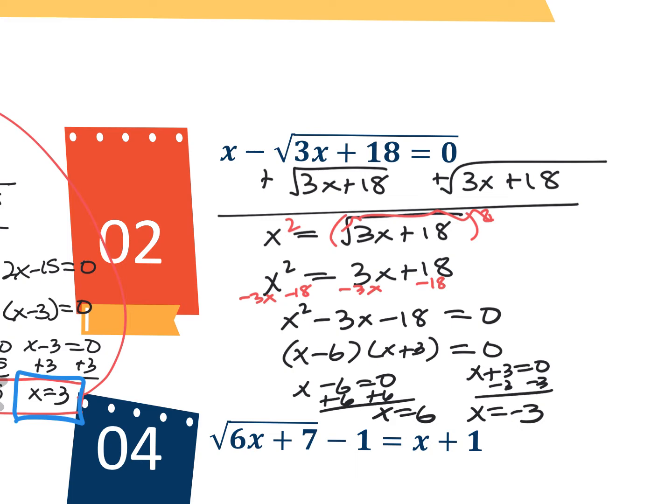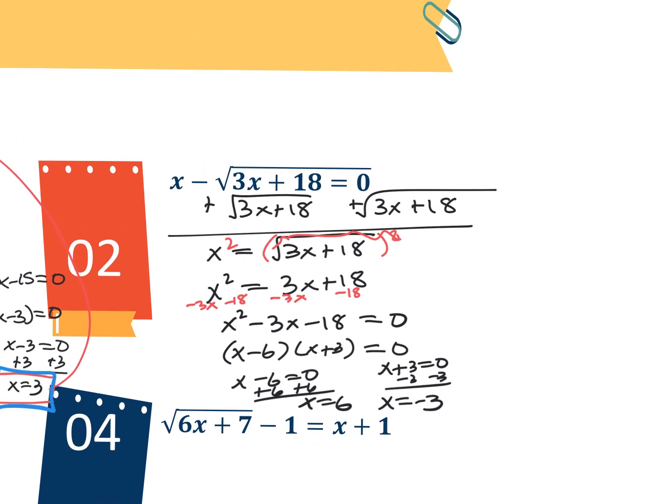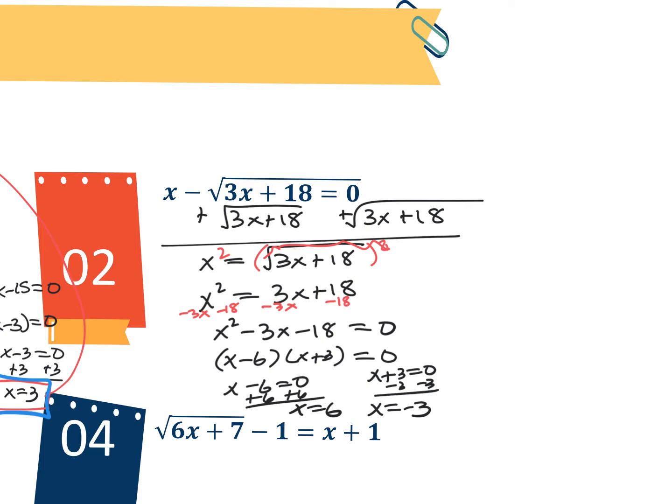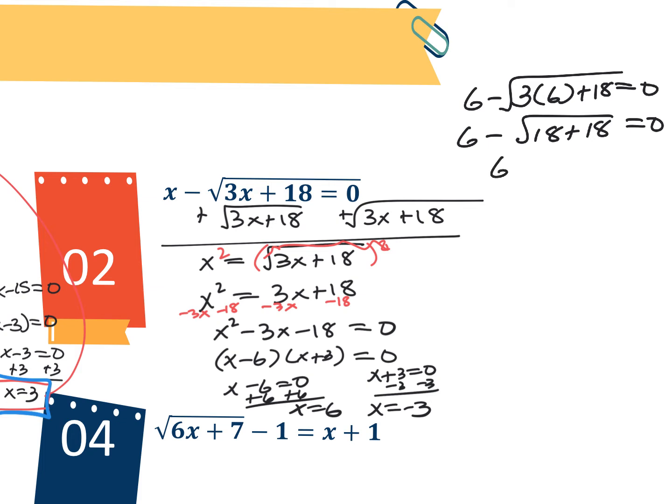Again, I've got to do the check, so I'm going to plug them both in. I'm going to do the positive 6 first. So 6 minus the square root of 3 times 6 plus 18 equals 0. 6 minus the square root of 18 plus 18. 6 minus the square root of 36, which is 6. 6 minus 6 is 0. That one checks. So x equals 6. This one's a good answer so far.